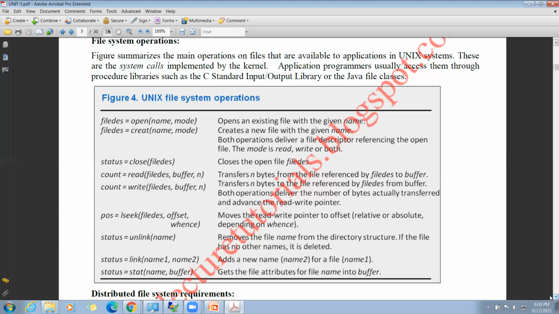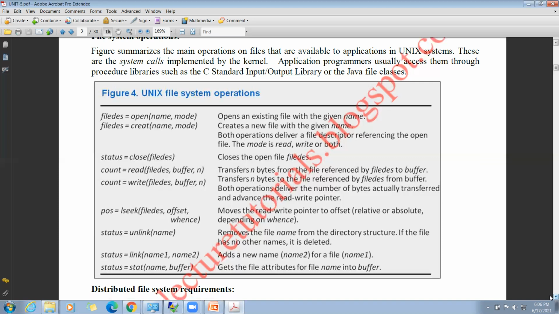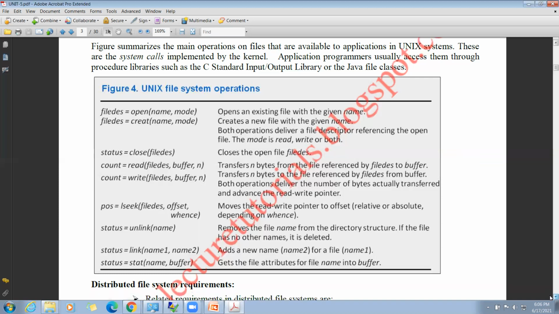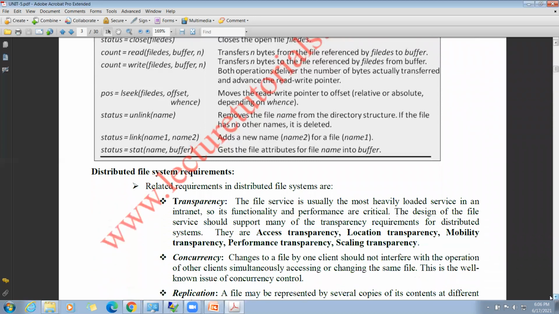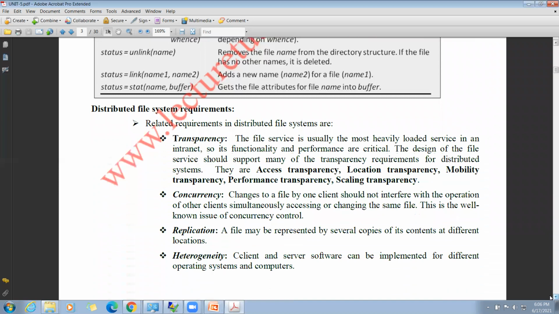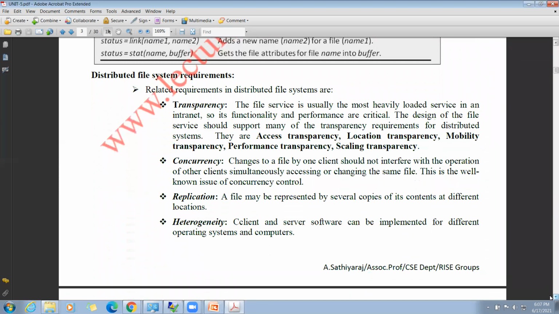Okay, open, create, close, read, write, seek, unlink, link, and finally stat. As of now, we have discussed the file attributes and the Unix file operations.